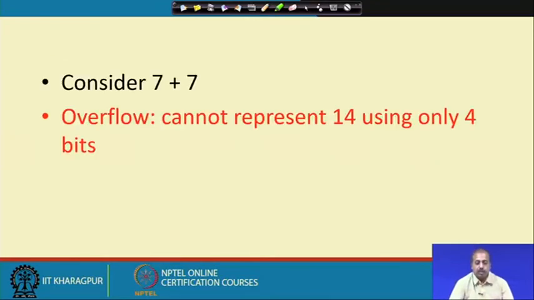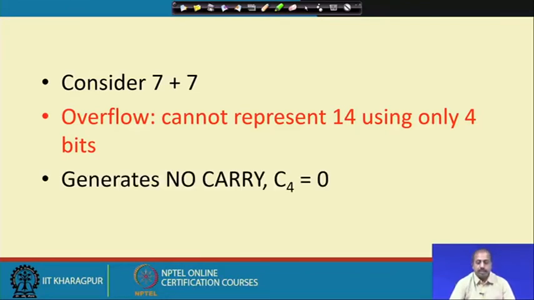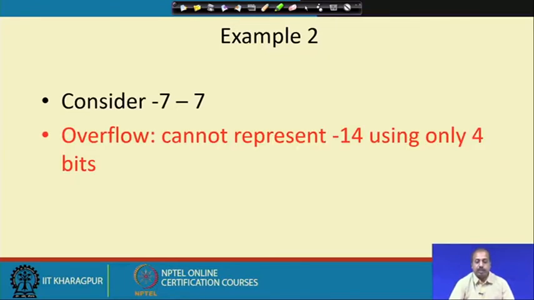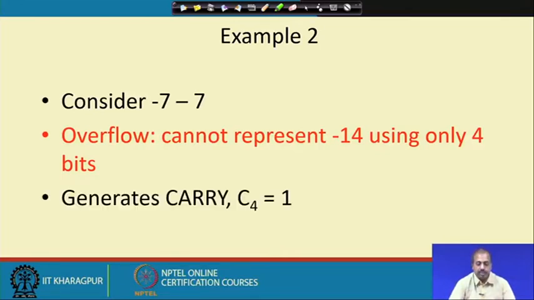So, 7 plus 7 gives me 14. In 4 bits, if I am representing both positive and negative numbers, we know the range is -8 to +7. So, +14 cannot be represented in 4 bits, and that will give us an overflow. It generates no carry, and C4 remains equal to 0. On the other hand, say I consider -7 and -7, so the result is -14. Here also it is an overflow because I cannot represent -14 in 4 bits, but in this case it generates a carry, so C4 is equal to 1. If you look at the final carry generated, C4 will be equal to 1.